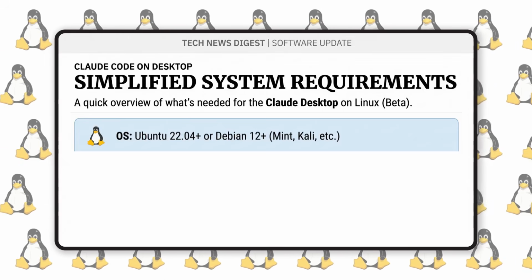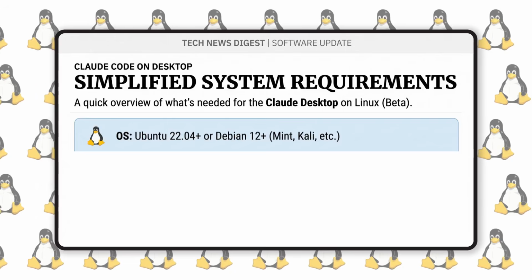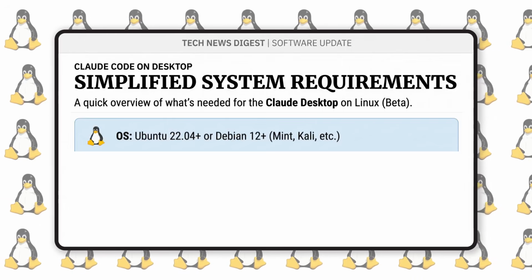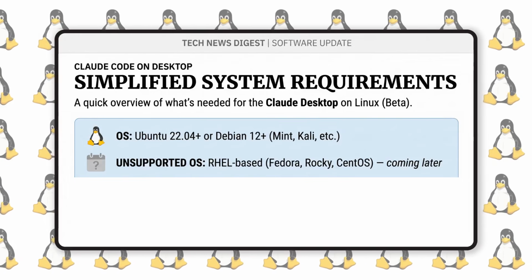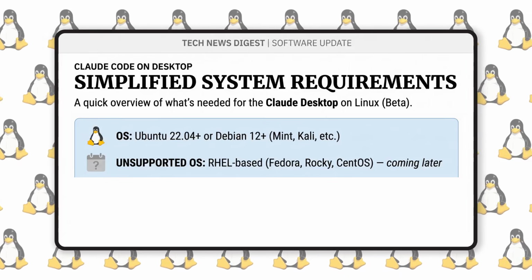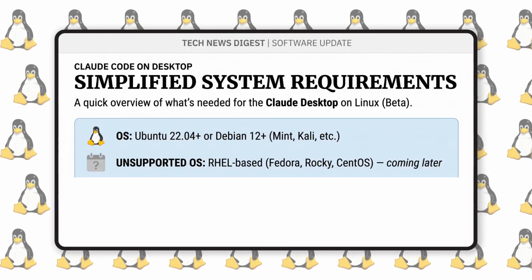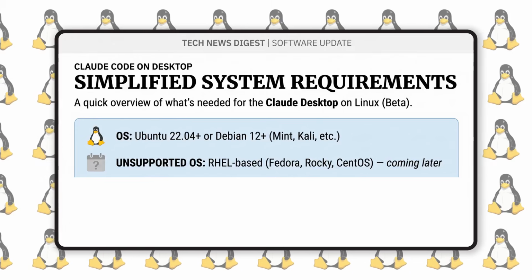Any distribution that is based on these two, like Linux Mint, Kali Linux, Elementary OS, or all the other Debian-based distributions, works. For Red Hat-based systems, it will be released later. So distros like Fedora, Rocky Linux, CentOS, and Red Hat, of course. For these distributions, the RPM-based package will be released later on. You guys have to wait for it.